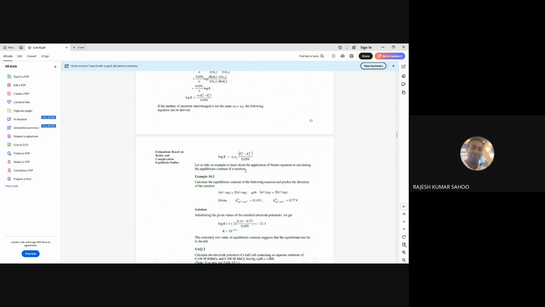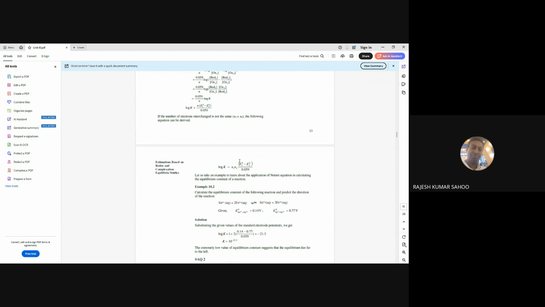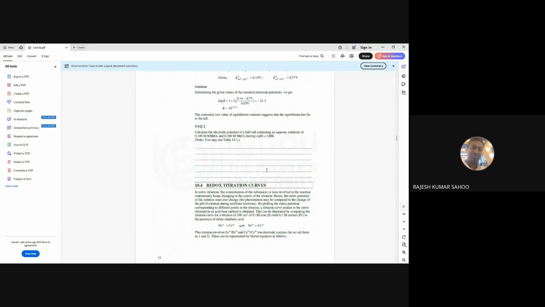If you have two different types where n1 and n2 are not equal, then you can write log K is equal to n1 n2 (E1 0 minus E2 0) by 0.05. Depending on the reaction, different types of reactions, you can put the value to get the equilibrium constant.